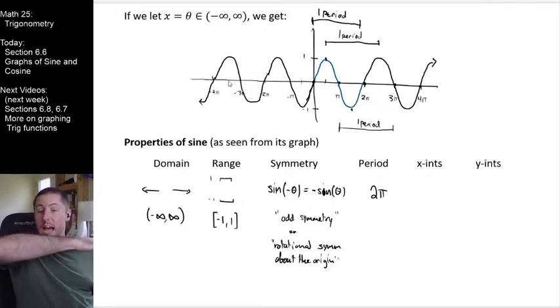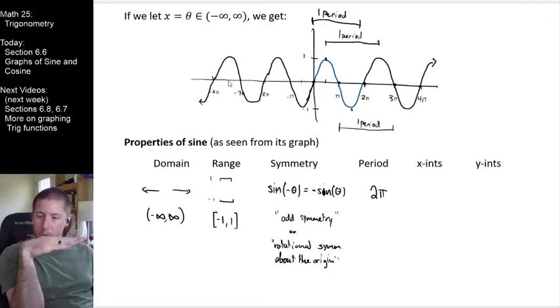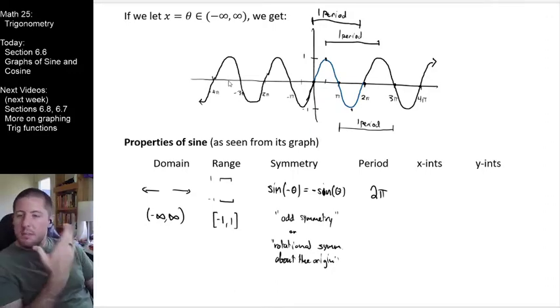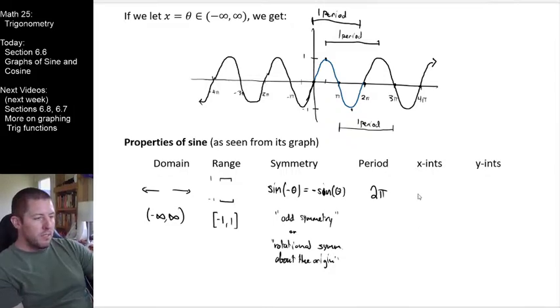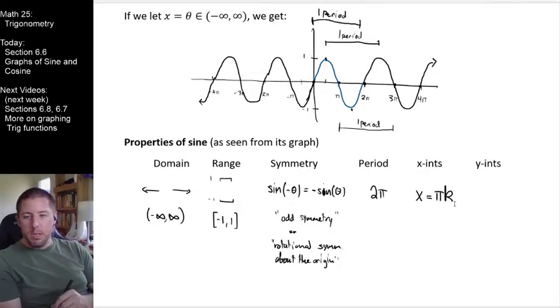It's all the places where the sine of x gives 0. 0 radians, pi radians, 2 pi radians, 3 pi radians, 4 pi radians, 5 pi radians. So it seems like it's all of our integer multiples of pi. So our x-intercepts are going to occur at x equals pi k. It's all the integer multiples of pi where we hit the x-axis.